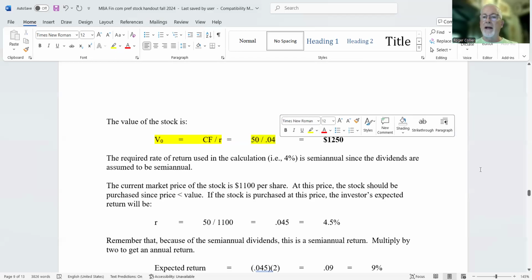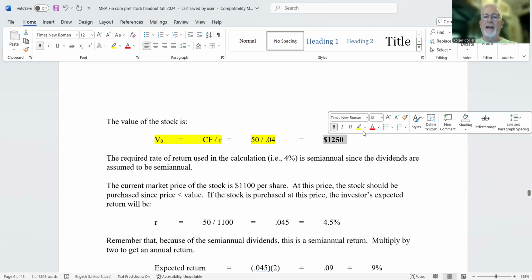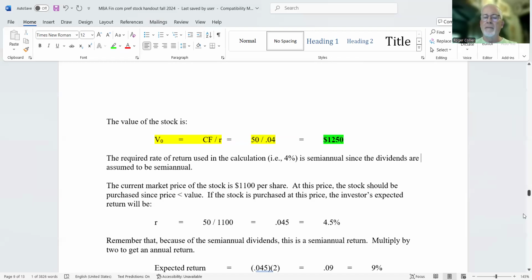Why 4% and not 8%? Semi-annual. And a value of $1,250. Right? So that value is $1,250 a share based on the assumption that the dividends are a constant perpetuity, always the same time schedule forever, and on that 8% a year required rate of return.